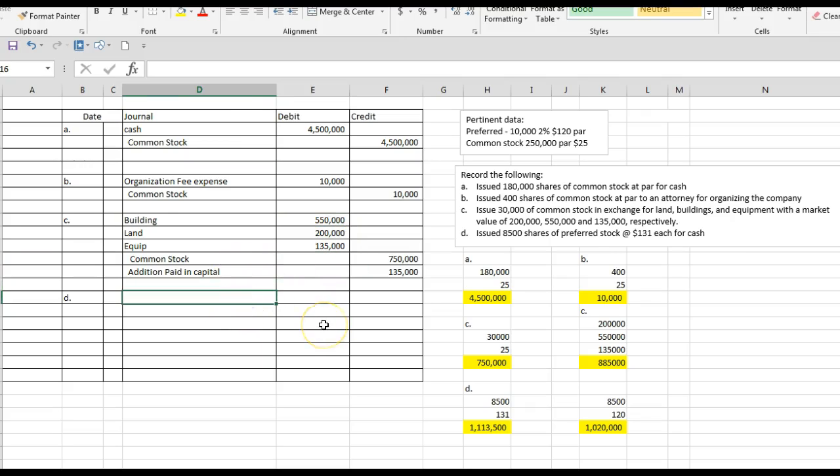And finally, we issued 8,500 shares of preferred stock at $130 each. Well, okay, $131. What are my accounts? I have cash, and I know, preferred stock. And I also know something else. I'm going to have additional paid-in capital, right? Because preferred stock is really at 120. That's its par. And they paid 131. So let's just put that down here right now.